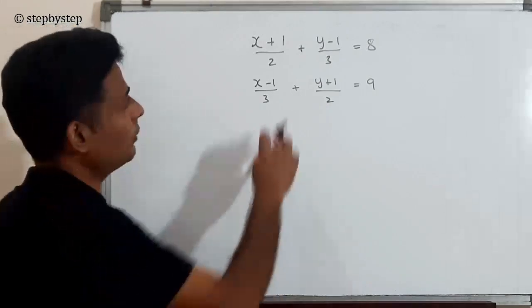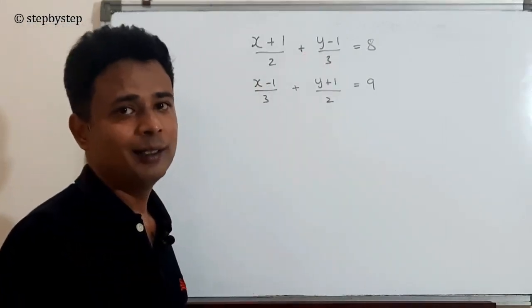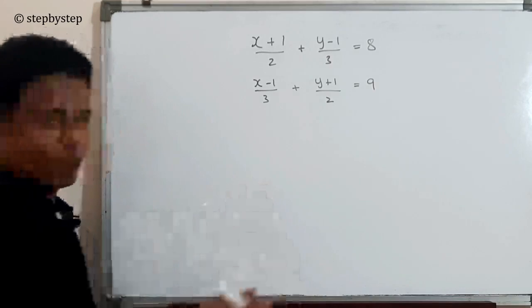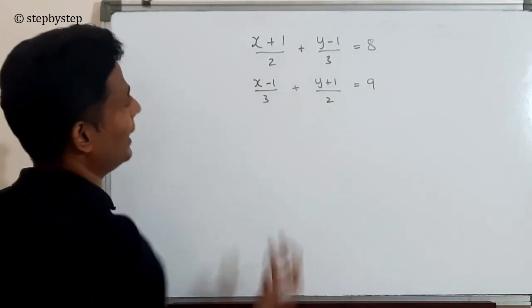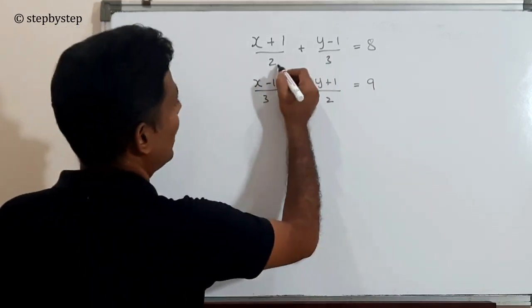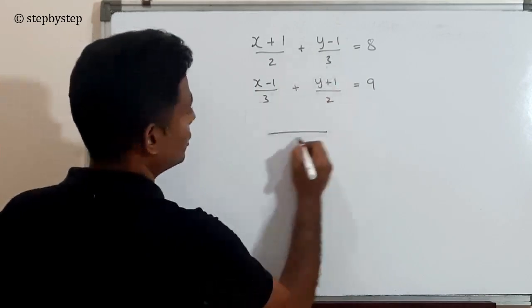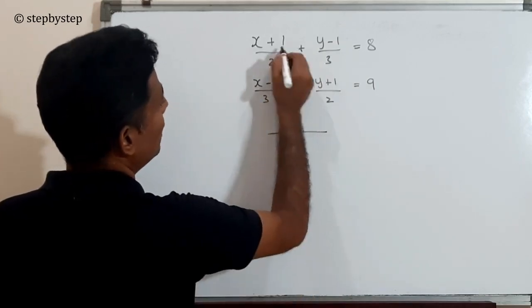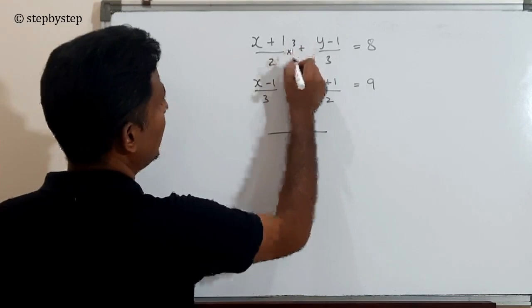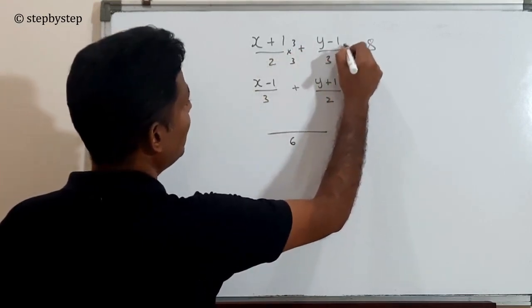Now the seventh question was, solve this system of linear equations. It is not complicated, very simple. All you have to do is take LCM. So LCM of 2 and 3 is 6. So for the first equation, what do we get? Here into 3 and 3, here into 2 and 2.